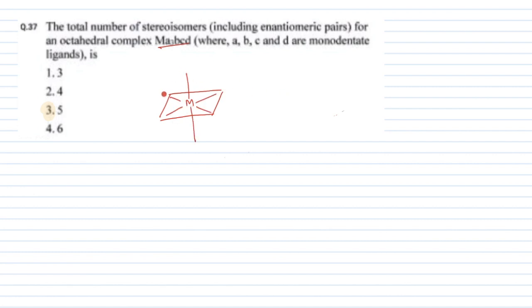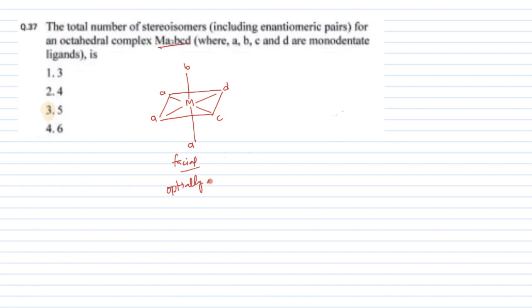If I place all the A on the same face, that will be one face, and if I place B, C and D, this is going to be called my facial isomer. Now this facial isomer will be optically active because there is no mirror plane or anything which can make this particular molecule symmetrical. So this is optically active.